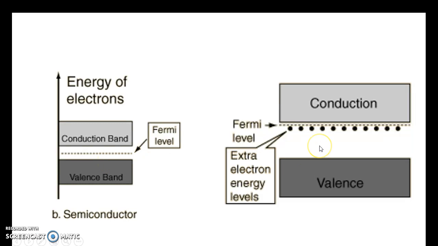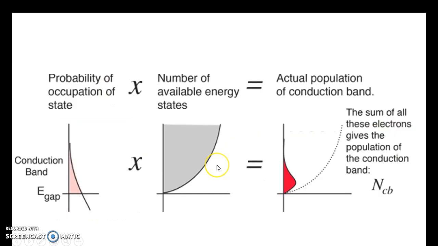Now, on the right-hand side, here's what you see with doping. When you have doping, you add extra electron levels, which raises the Fermi level, and so this distance is easier to achieve. And all that does is raise the Fermi level to a point where conduction can be more easily done. And that's what you see with doping.